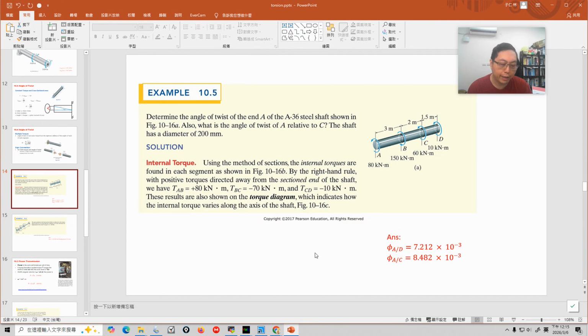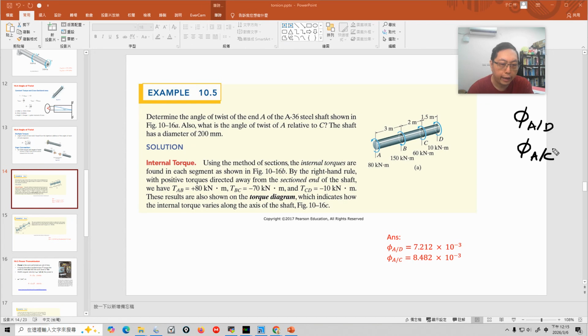This problem is an angle of twist calculation problem. We apply multiple torques on this rod, or on this shaft, and we want to calculate the angle of twist of A relative to C. I also ask another question: what is the angle of twist of A relative to D? Let's say phi A relative to D and phi A relative to C.